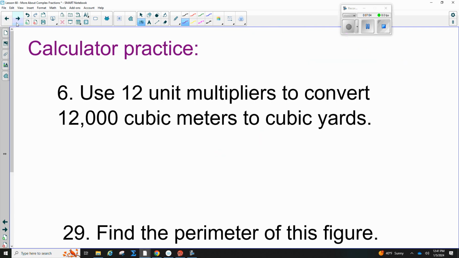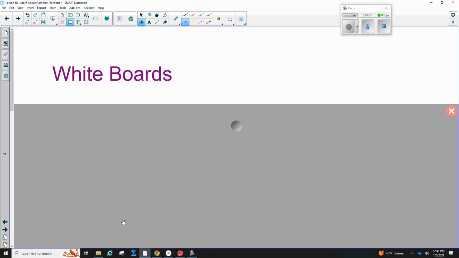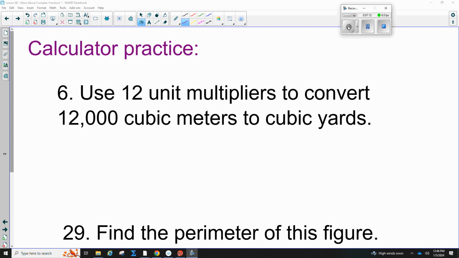Let's do whiteboards. Then I'm going to do a couple from the set to show you how to use the calculator. So open to problem set 68, and we're all going to do 6 and 29 together. We'll just plug them in on our calculator. Number 6 says use unit multipliers to convert 12,000 cubic meters to cubic yards.